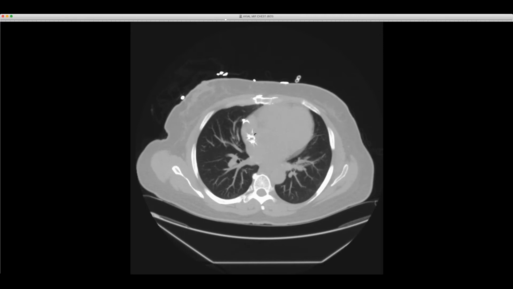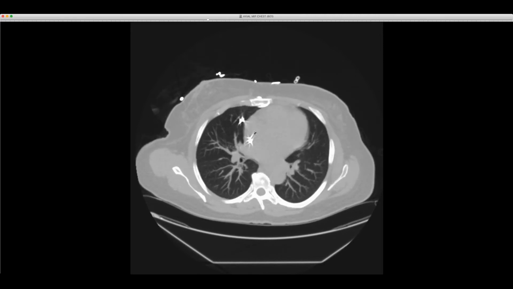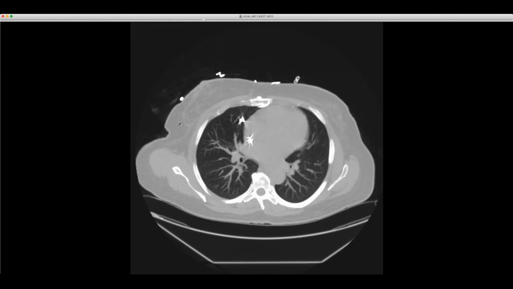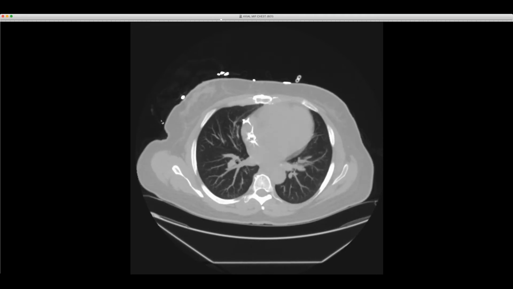And shockingly, I thought, they actually removed this. They extracted both of these leads, and we looked at the op note, and the op note said, well, with some gentle traction, the leads were extracted.